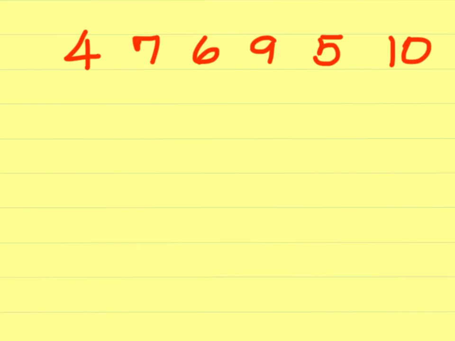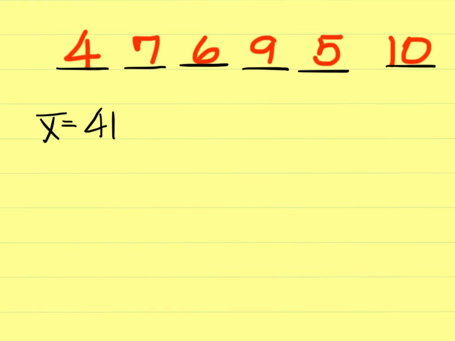So we'll start by finding the average. 4 and 7 is 11. Plus 6 is 17. 9 makes 26. 31. 41. So X bar is 41 divided by 1, 2, 3, 4, 5, 6. 41 divided by 6 in your calculator. Yeah, so we'll go 6.8.